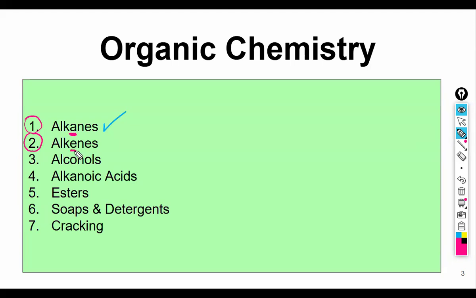Real subtle difference between the two types of organic materials, okay? And of course, the rest of them have seriously different names. It's not easy to mix it up. Like the third one is alcohols. The next one is called alkanoic acids, esters, soaps and detergents. That's right, the same soaps and detergents you bathe and wash your hands with. Those are organic materials. And something called cracking.